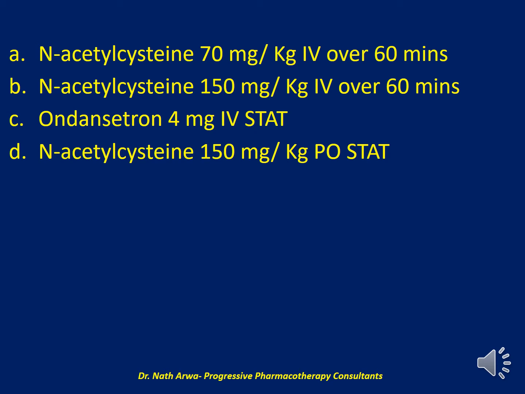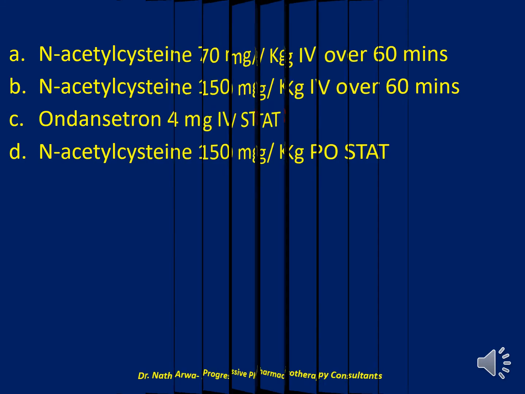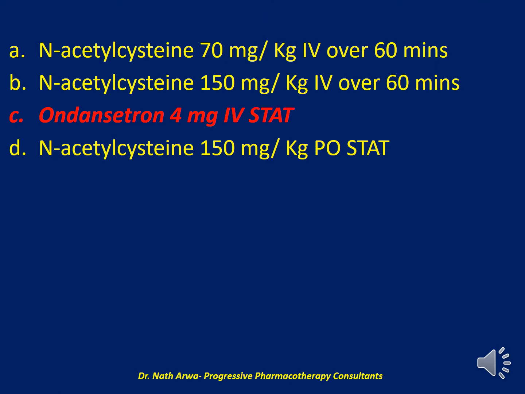Or would you inject ondansetron at a dose of 4 milligrams start IV? Or would you administer N-acetylcysteine at a dose of 150 milligrams per kilo orally start, single dose? I'll give you 10 seconds to choose the correct answer. I would choose to inject 4 milligrams of ondansetron IV start.